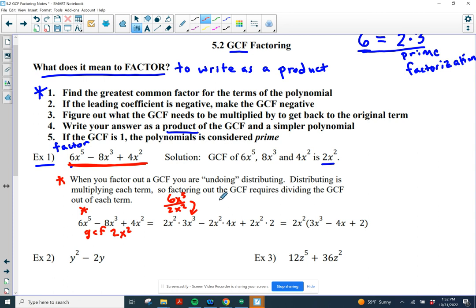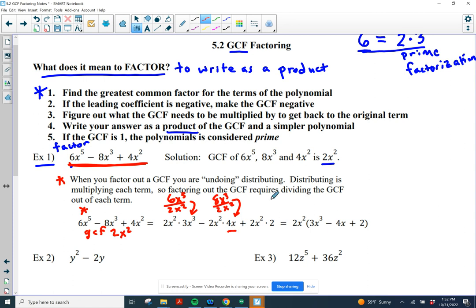So on this one, we're going to take 8x to the third, and we're going to divide by 2x squared. So what piece do I have to multiply by to get my 8x to the third back? 8 divided by 2 is 4, and x to the third divided by x squared is x. So we have a 4x. That's where this came from.